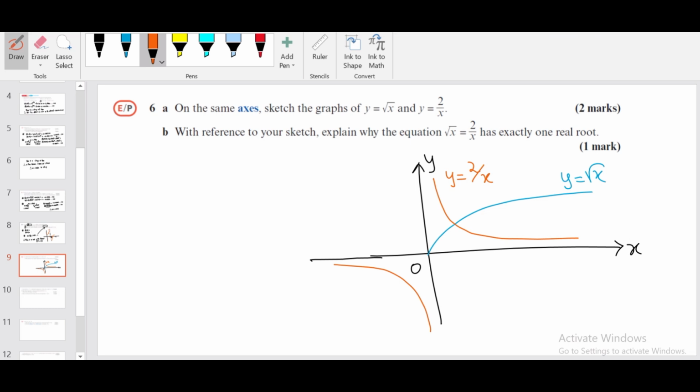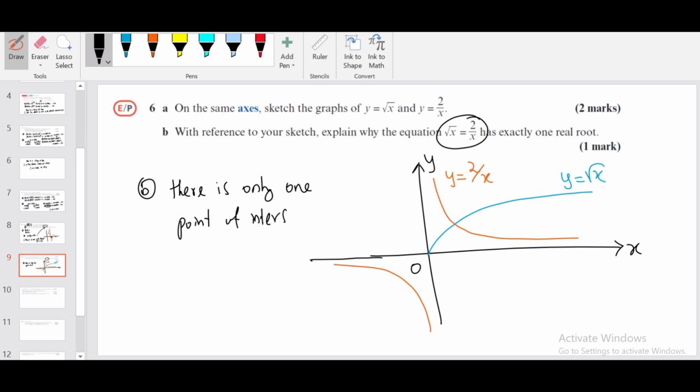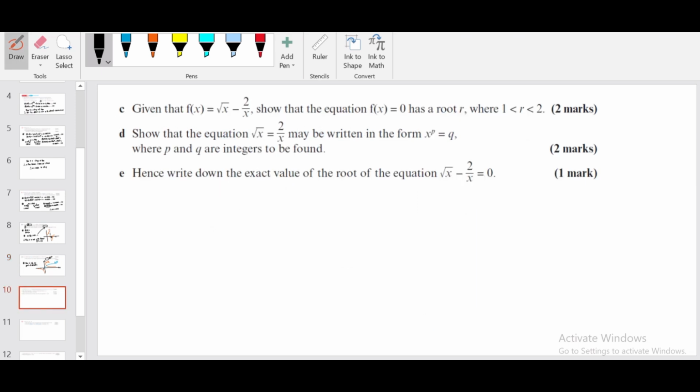With reference to your sketch, explain why the equation square root of x is equal to 2 over x has exactly one root. Why? Because there is only one point of intersection of these two graphs. When they put these functions equal, they are talking about the point of intersection, right? So the equation has only one root. Is that clear? So we are going to move on to part C now.